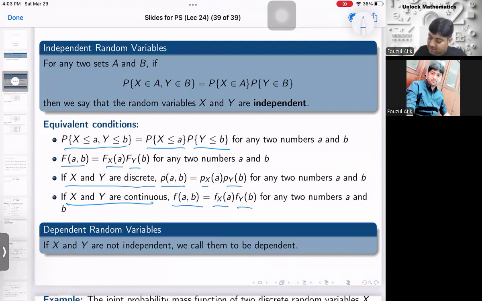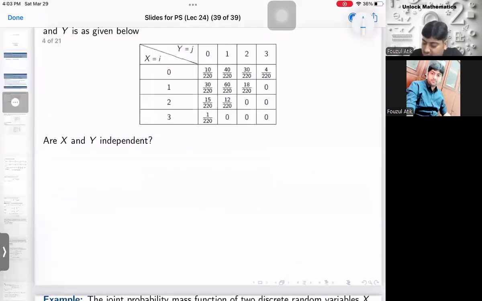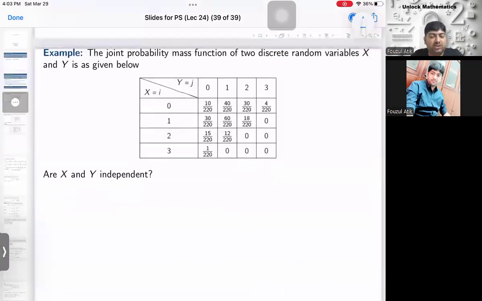And whenever x and y are not independent, we call them dependent random variables. This is a very easy concept. We can easily check whether two random variables are dependent or independent depending on the problem. Look at this problem. The joint probability mass function of two discrete random variables x and y is given in this tabular form. We have already seen this problem, right? Now, are these x and y independent?